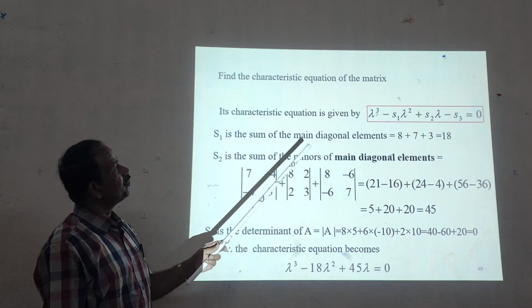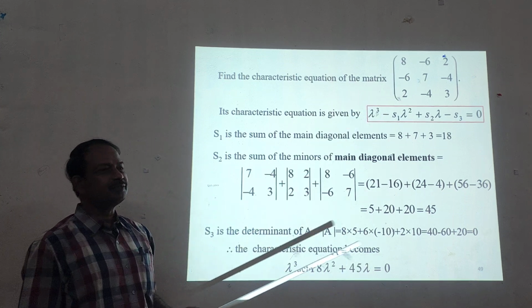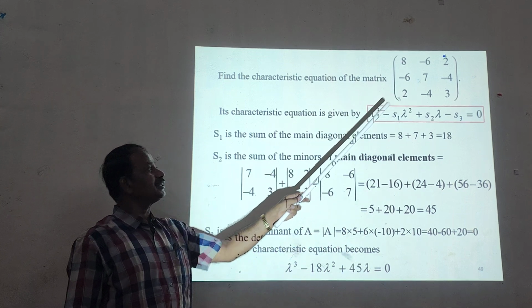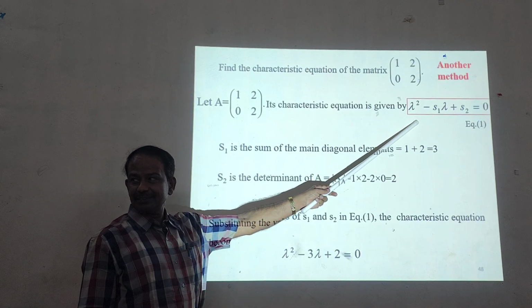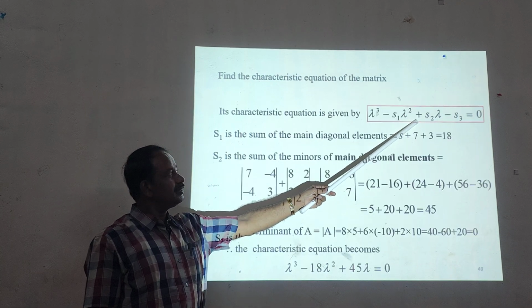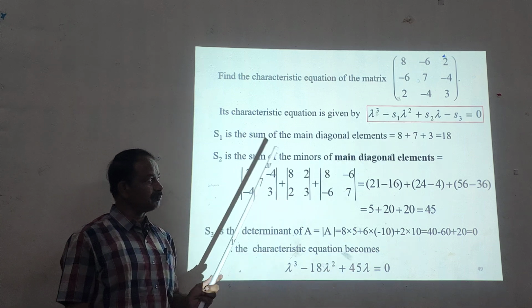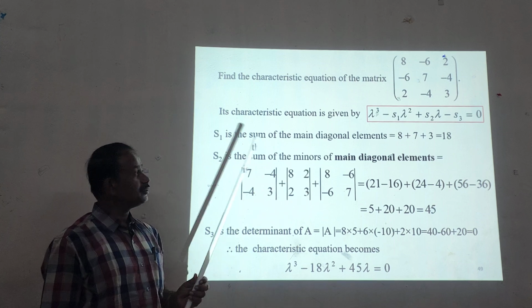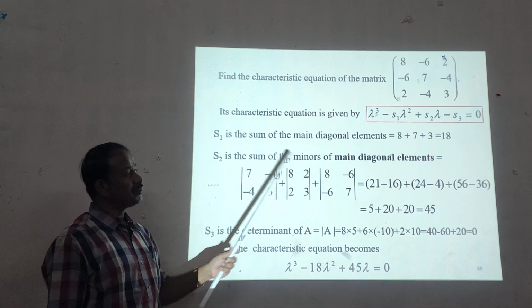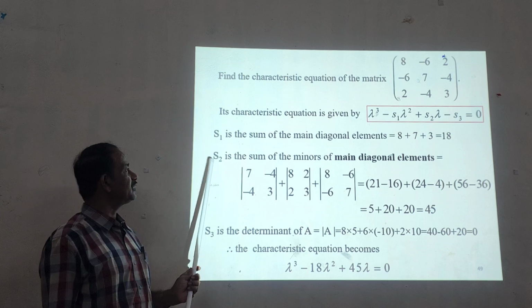Okay. Now this is for a 3 by 3 matrix. The formula for the 3 by 3 matrix for this other method is this one. For a 2 by 2 matrix, the formula is the previous one. So you have to learn this formula: lambda cube minus S1 lambda square plus S2 lambda minus S3 equal to 0, where S1 is the sum of main diagonal elements, of course, as in the 2 by 2 matrix.